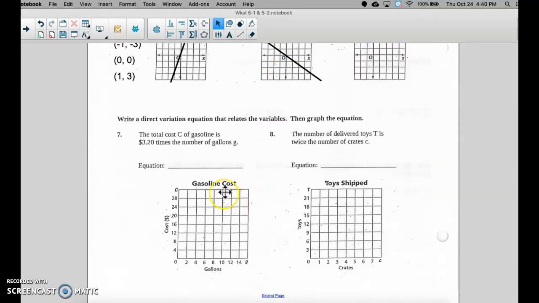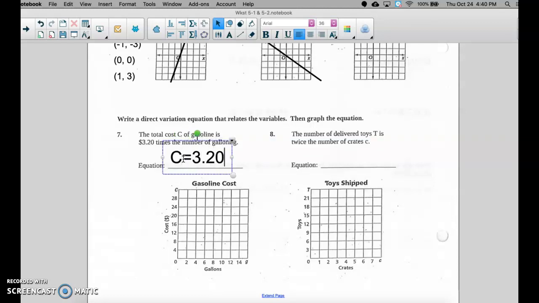For our final ones, you needed to actually write the equation. So the total cost C is 3.20 times the number of gallons G. If you remember, a few units ago we talked about what words mean in math. If you remember, the word "is" means equals. And then we have 3.20 times the number of gallons G. You get C equals 3.2 G.